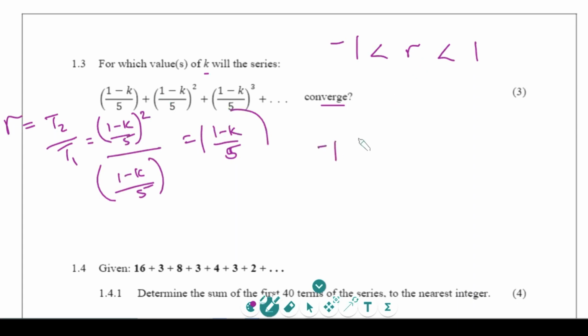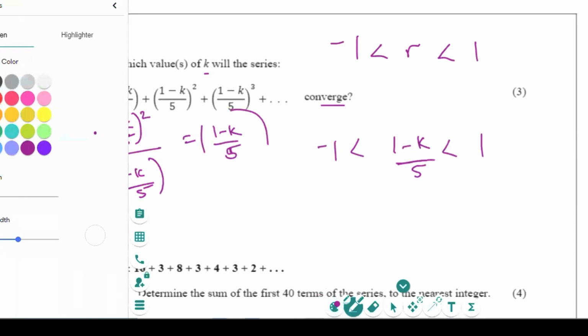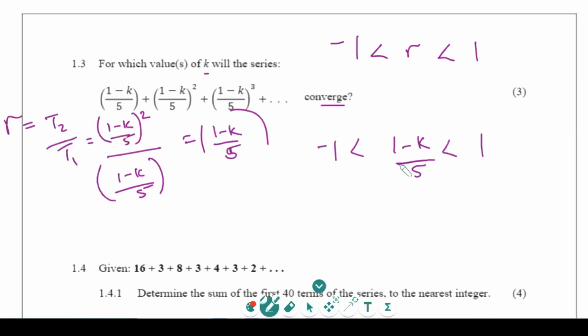Okay, so it's -1 less than (1 minus k over 5) is less than +1. So I'll start by eliminating this 5 through multiplication. If I have this as a division line, automatically it creates a bracket in that format. And then I can multiply by 5, multiply by 5, and then multiply by 5. So this 5 cancels that. Then I have -5 is less than 1 minus k is less than 5.